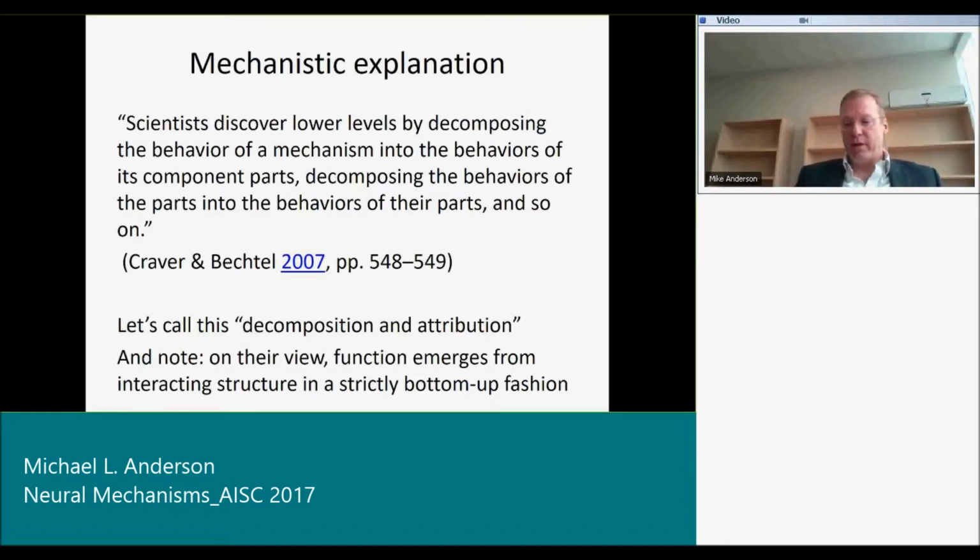And it will be important to see the challenge to the view of some particular functional relationships in the brain in a bit. That function then emerges from interacting structure in a strictly bottom-up fashion. We find the parts that execute very low-level functions, and we see how those parts interact with higher-level parts, and so on, and that gives us eventually the psychological phenomenon of interest.